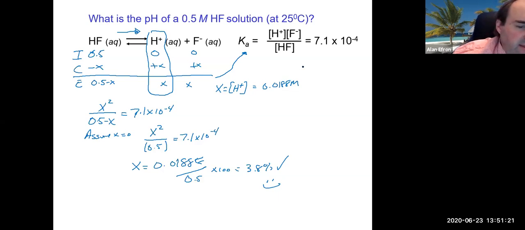Again, you can assume that x is approximately 0 when you have a small value of K. A small value of K means that we would mainly have reactants at equilibrium, so the change part will not be that big. So you can assume that x is approximately 0 in that case, but again, you do have to make sure you check it. It won't always work.